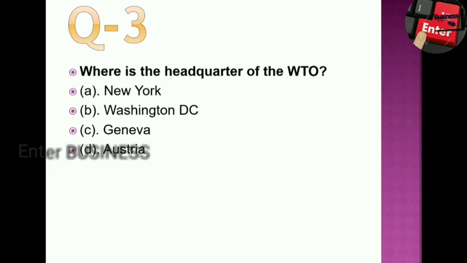And the third question is, where is the headquarters of WTO? Option A, New York. Option B, Washington, D.C. Option C, Geneva. Option D, Australia. So the correct answer is option C, Geneva.